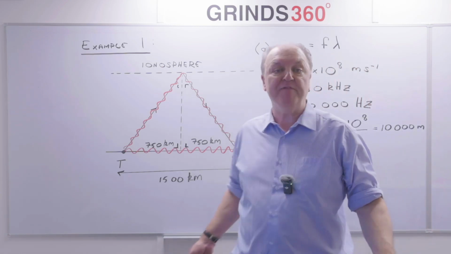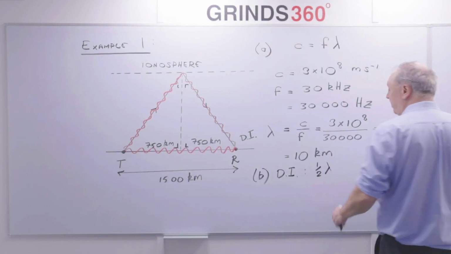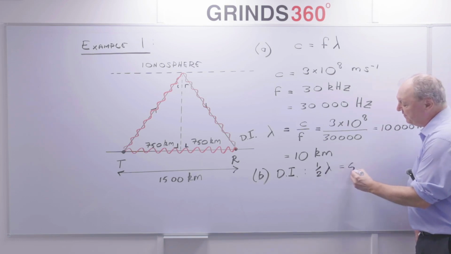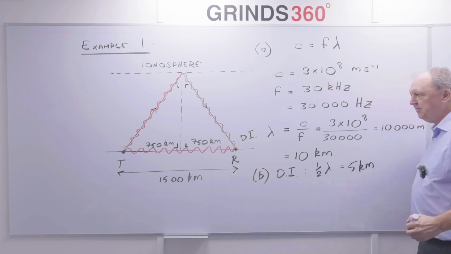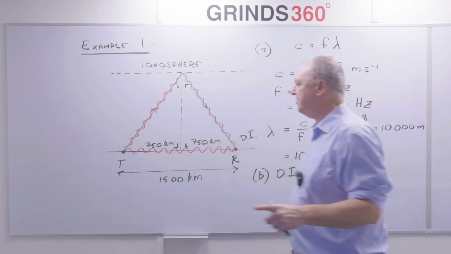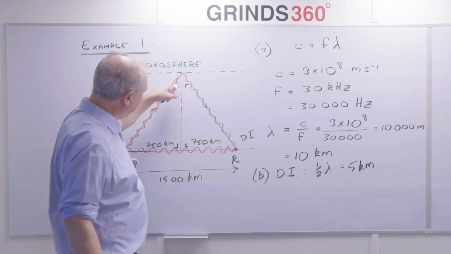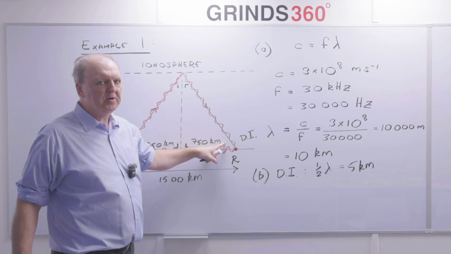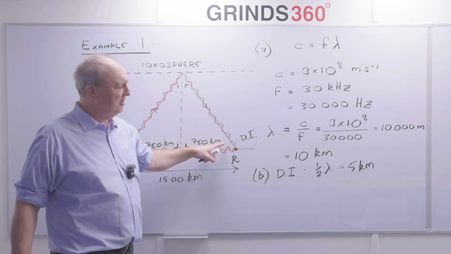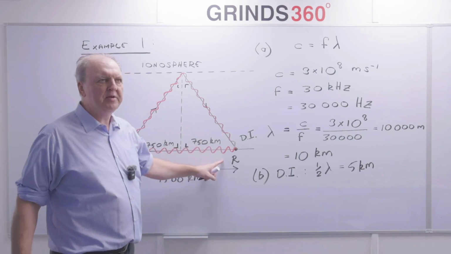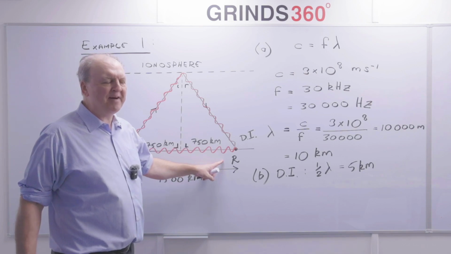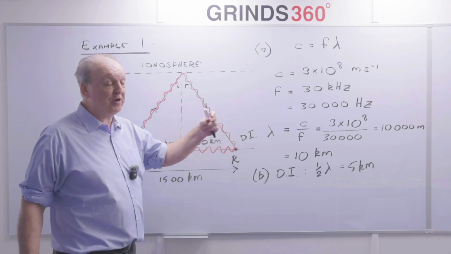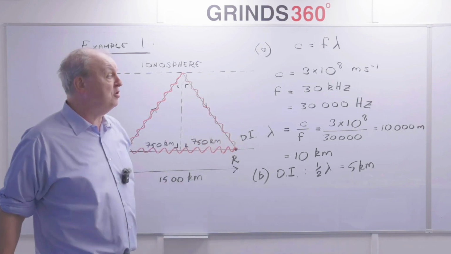Now, what is half a wavelength? Well, a full wavelength is 10 kilometers. So half a wavelength is 5 kilometers. Do you know what we're saying? We're saying that this wave that bounced off the ionosphere traveled an extra 5 kilometers, which is an extra half a wavelength. So when it joined with this one along the ground, they were out of step by half a wavelength, and so DI occurred, destructive interference occurred. It's a difficult little concept to get, so I hope you understood what I was talking about.